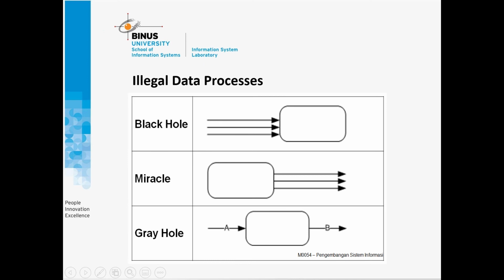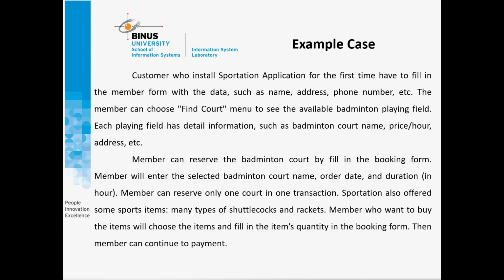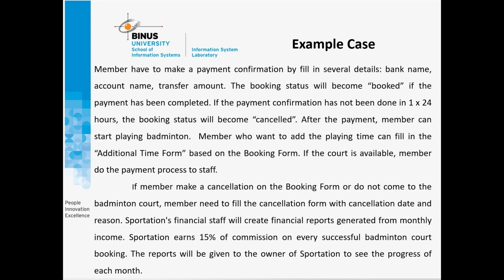There are three kinds of illegal data process. First, black hole. A processing step may have input flows but no output flows. Second is miracle. A processing step may have output flows but no input flows. The last is gray hole. A process has input and output, but the input is insufficient to produce the output, or its input could not produce the output shown. The following is an example case of Sportation.